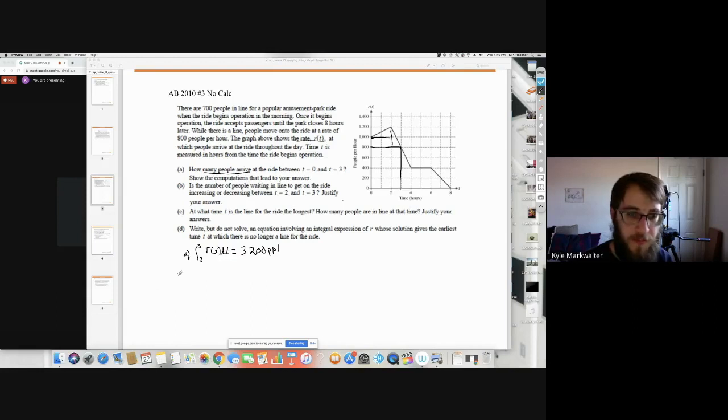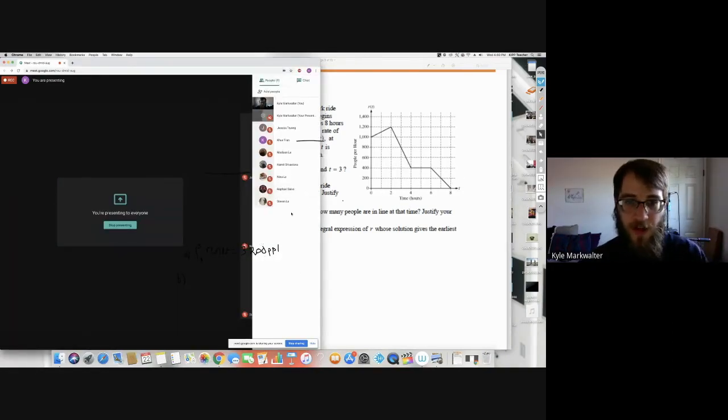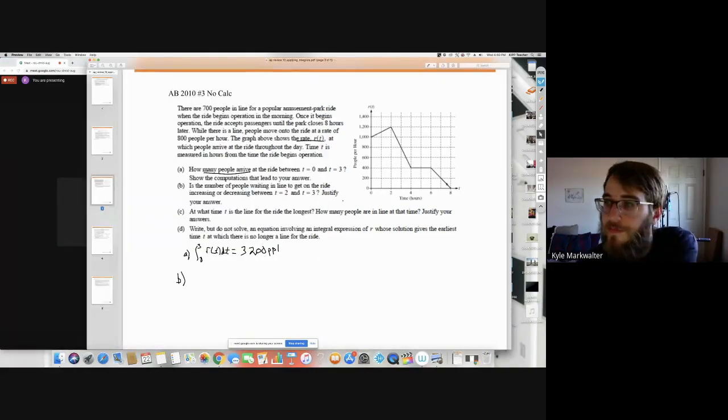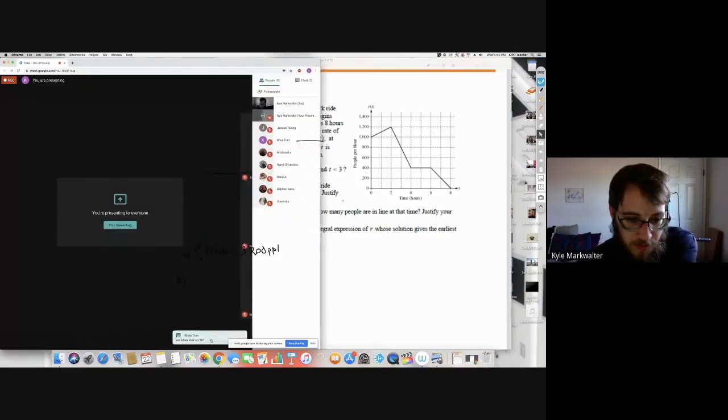All right. B, is the number of people waiting in line increasing or decreasing between t equals 2 and 3? This one I'll take a volunteer. How can we start answering this question? How can we determine, based off the information in the paragraph and the graph, whether or not the number of people waiting in line is increasing or decreasing? Quay, what do you think? We look at r prime of t.